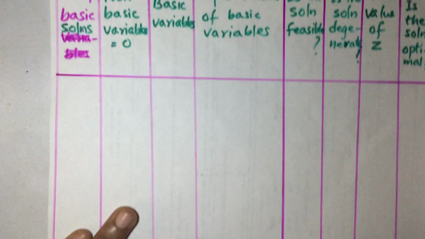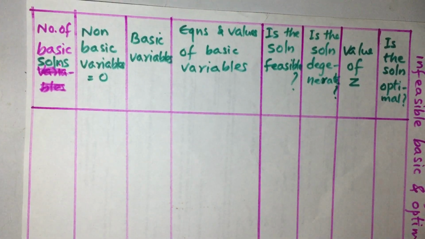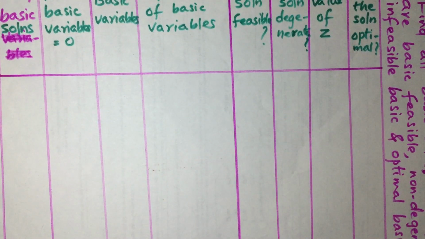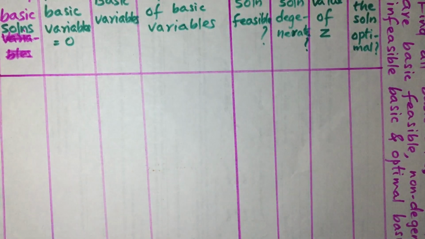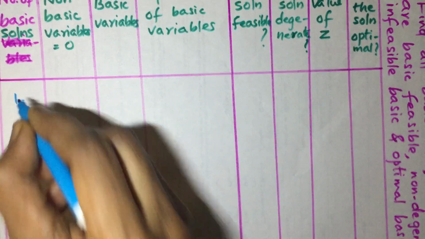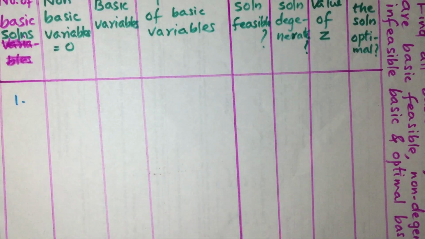So first of all, the number of basic solutions, like in the previous question, with 3 unknowns and 2 equations, is 3C2. If 4 unknowns and 2 equations were there, then the number of basic solutions would be 4C2. So that is the way to find out how many cases will come here. So the number of basic solutions here will be 3. Now for non-basic variables, I am keeping one of x1, x2, x3 equal to 0.